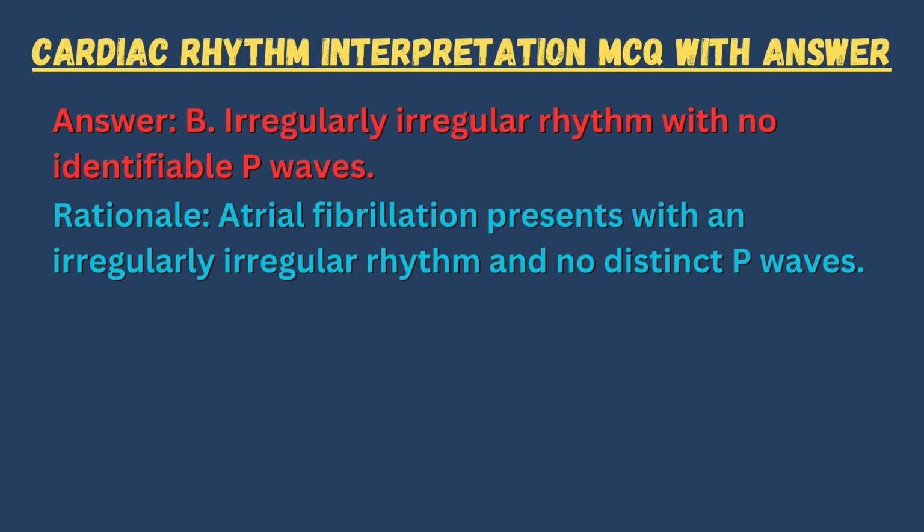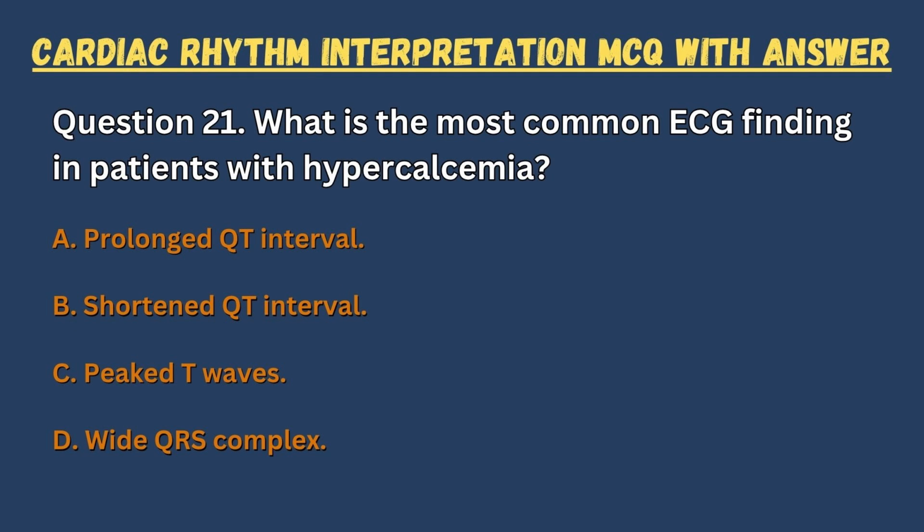Answer: B. Irregularly irregular rhythm with no identifiable P waves. Rationale: atrial fibrillation presents with an irregularly irregular rhythm and no distinct P waves. Question 21. What is the most common ECG finding in patients with hypercalcemia?